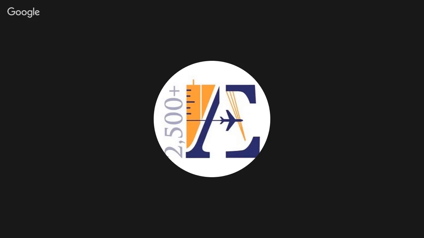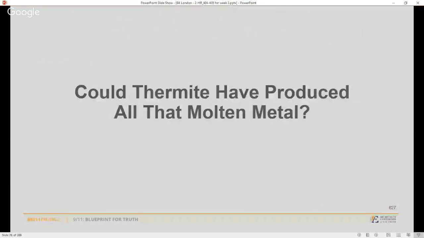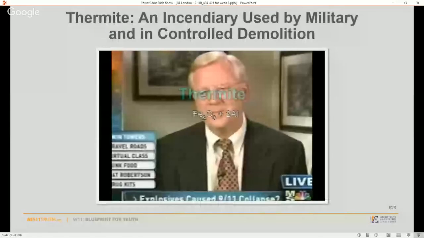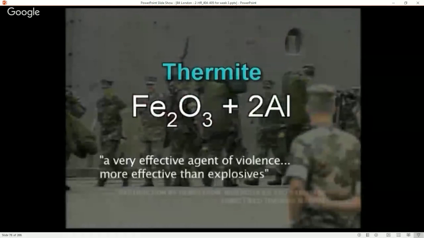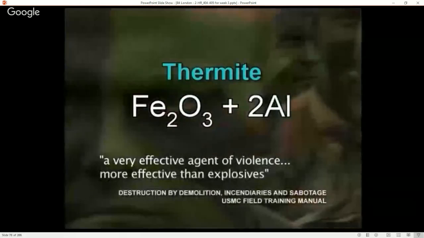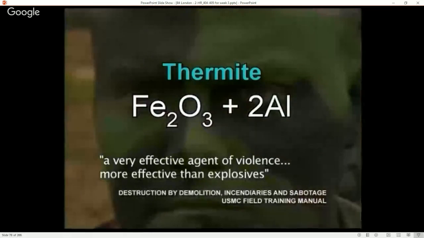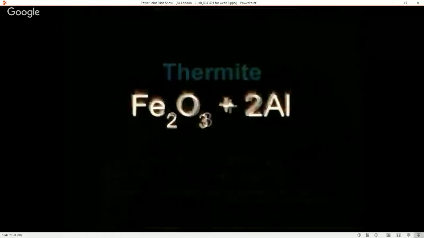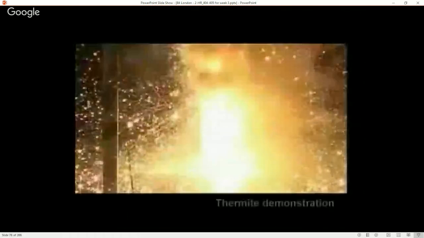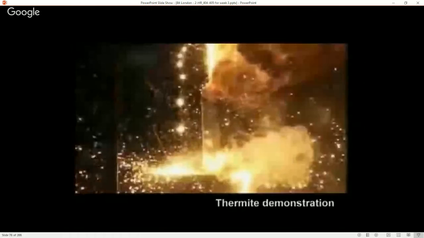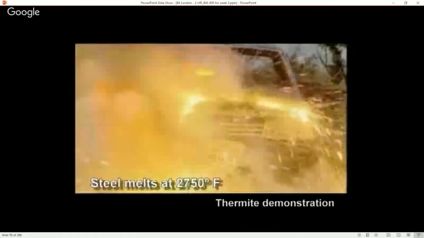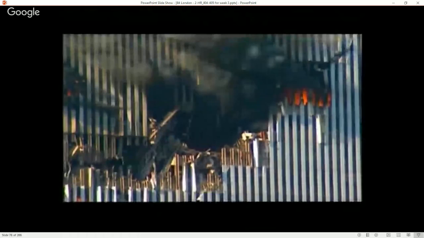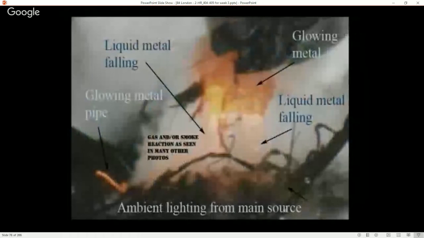Could thermite have produced all that molten metal? What is thermite anyway? An incendiary used by the military, thermite is a compound of iron oxide and aluminum, which when ignited burns in seconds. Thermite can reach temperatures over 4,500 degrees Fahrenheit, quite enough to liquefy steel. We know that open-air fires cannot burn hot enough to melt steel, but metal had melted at the base of the towers.